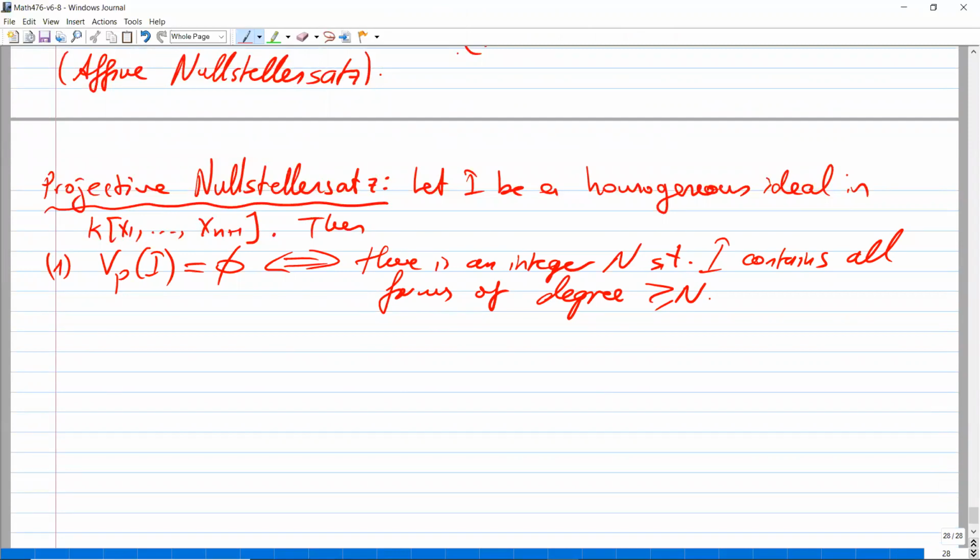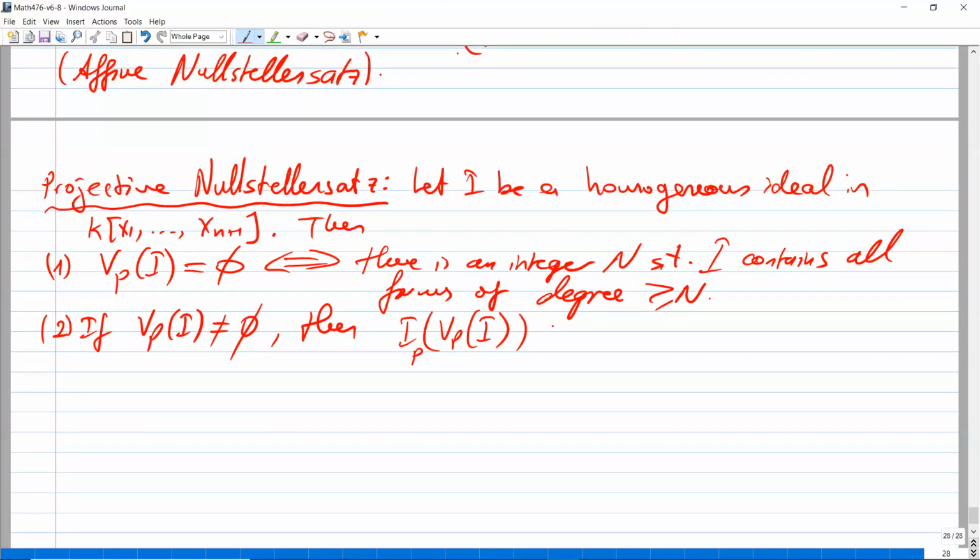Okay. Second, if this projective zero set is not empty, then if you look at the ideal of the projective zero set, the projective ideal, of course, that is equal to the radical of I. That's equal to the radical of I.